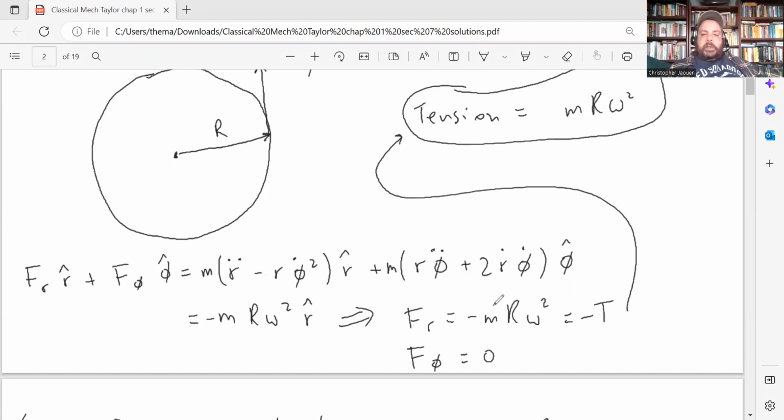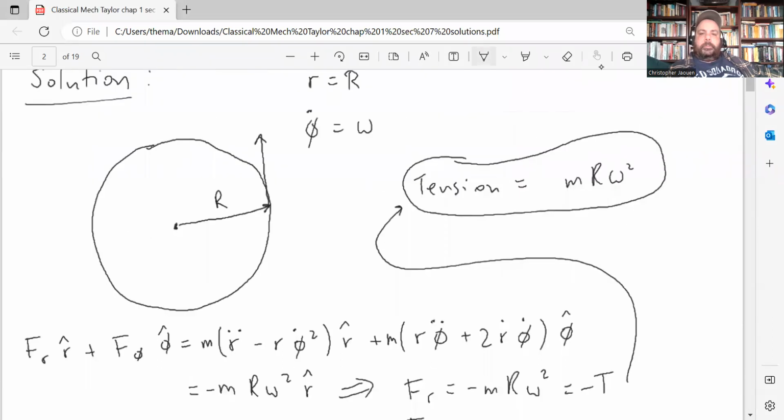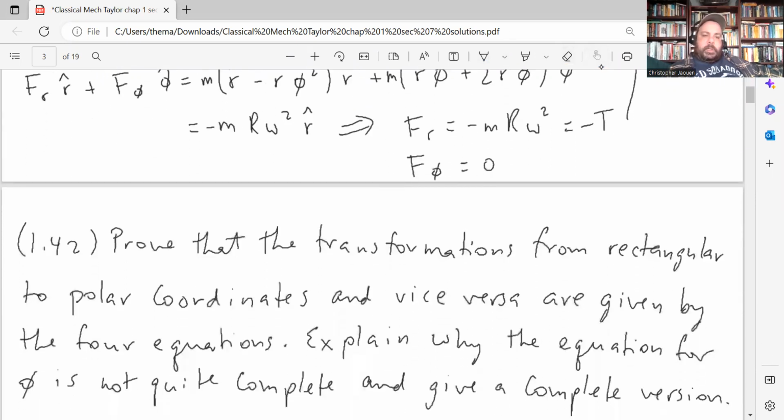That's the force in the radial direction, which is the negative of the tension. The tension in the string goes this way, and the force is going that way. Okay, so that means that the tension has to be equal to the expression that I have up here. Right, so the tension is m R omega squared. And that's essentially the answer to that problem. Right, go on to the next one.